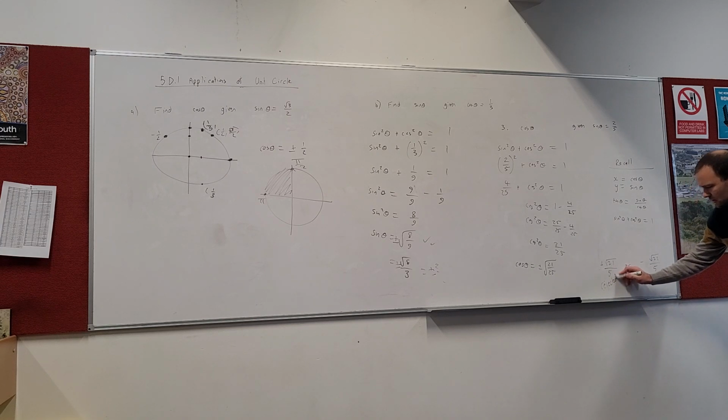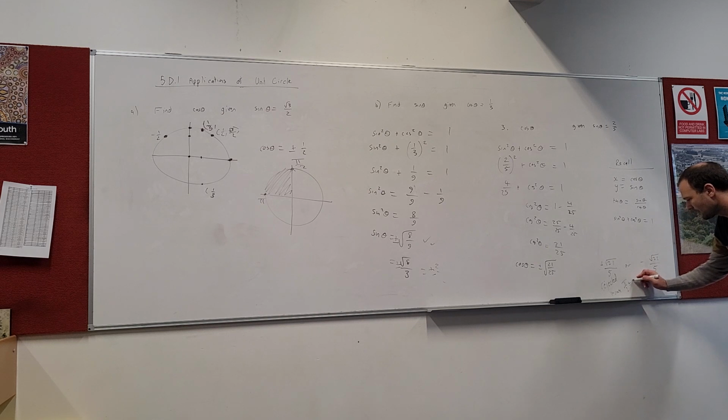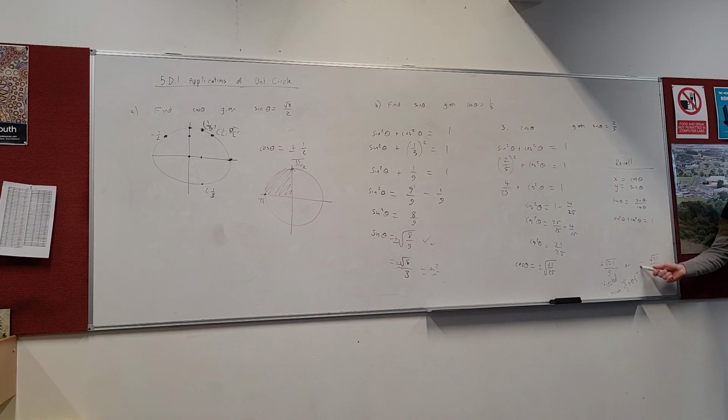Reject it because it's not in the domain that we're interested in. Reject it because, and then we can reference pi on 2 less than theta less than pi. This is the x value that is negative, so that's going to be our correct solution.